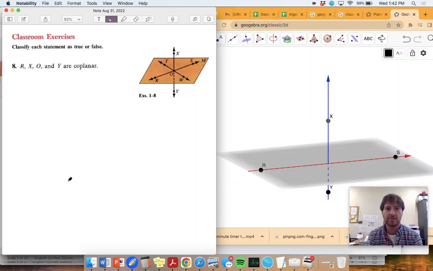I got classroom exercises number 8 from the section 1-1 homework. I definitely got questions about this in the second block today when we were reviewing. I think the answer was incorrect on the board, but we tried to talk about why it was incorrect in class. I know that third block, you're doing this homework and it's due tomorrow, so maybe you're watching this video. That'd be great. Are X, O, and Y coplanar?